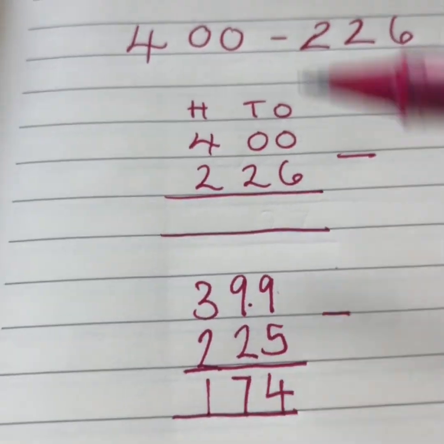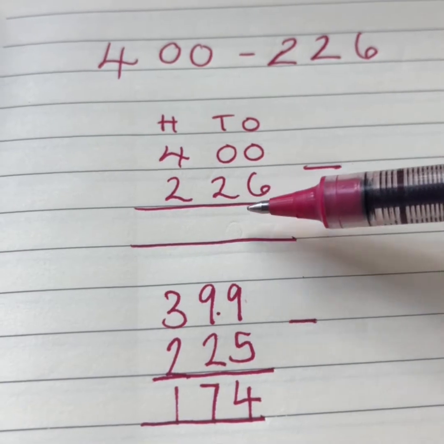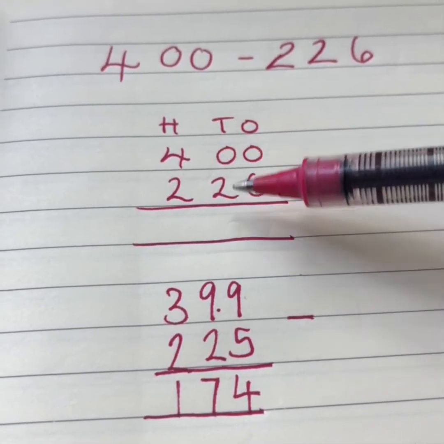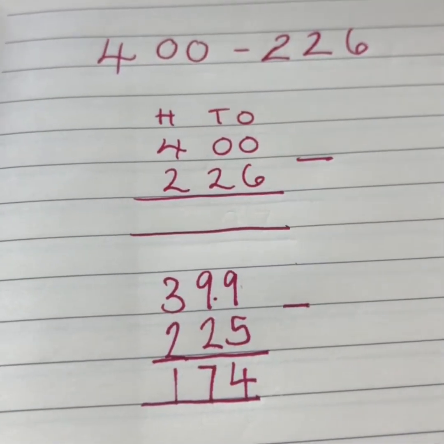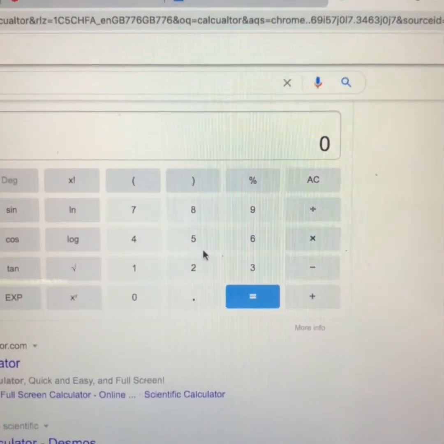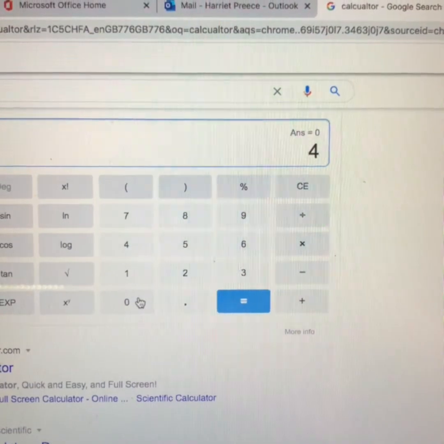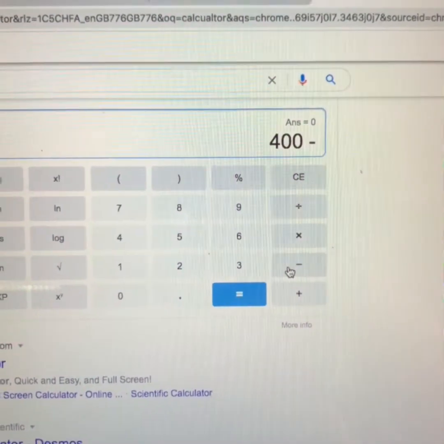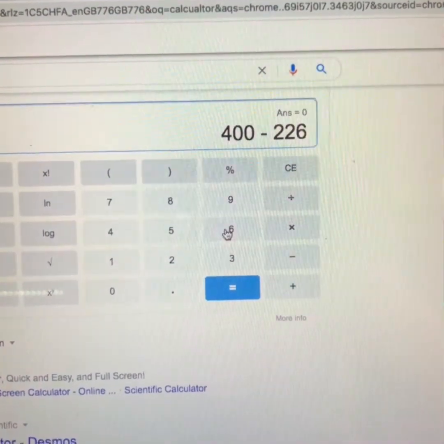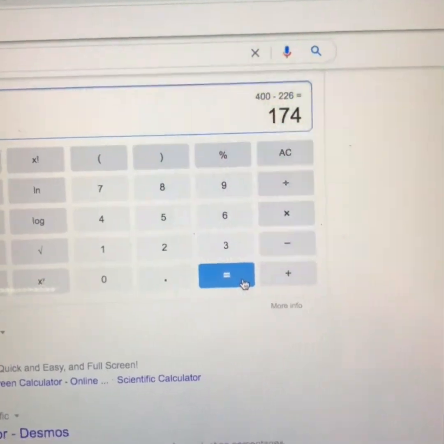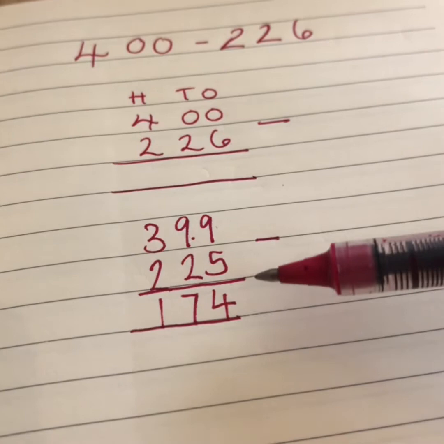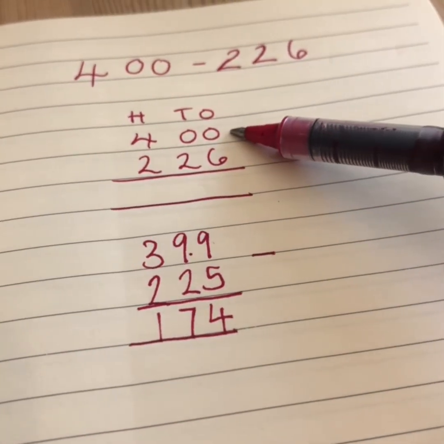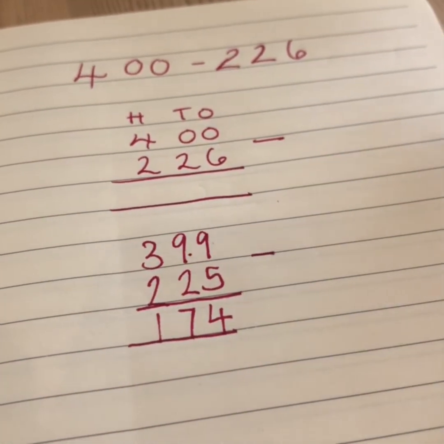Okay, just to check, I am going to type this into a calculator to show you that it'll be the same difference for this calculation as this calculation. So the number sentence, the first one was 400 subtract 226. That gives you the answer of 174, which is the same answer we got here by just taking 1 off that 400 and 1 off 226.